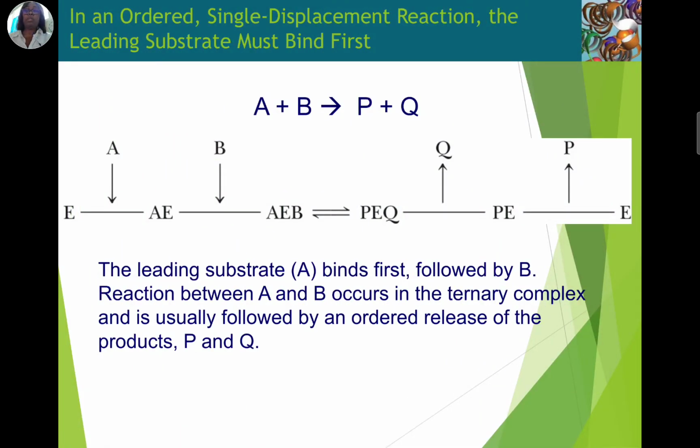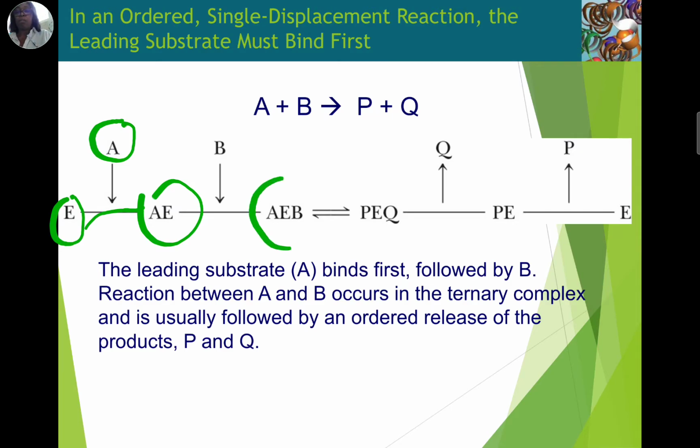Now, in an ordered single displacement reaction, we have to start out with the right substrate. So in this case, the leading substrate we designate as A. In order to start the whole reaction sequence, we need A to complex with the enzyme to produce the AE complex, so that B does not combine with the free enzyme. B combines with the AE complex. Once that happens, we form the AEB complex.